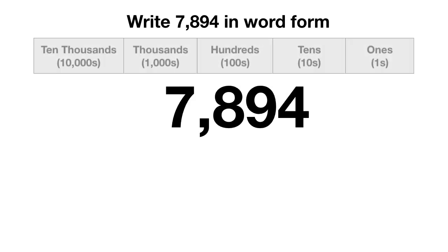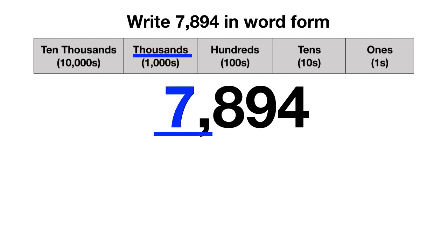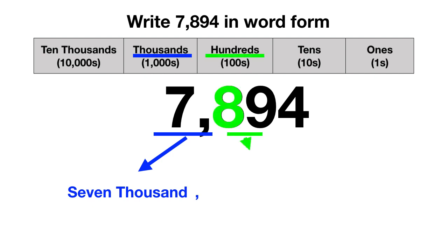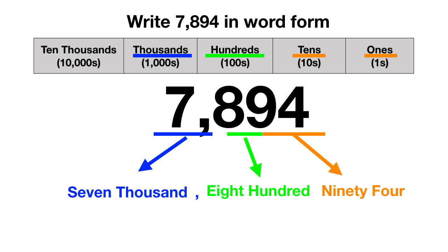Now your last problem for today's video. How could we write 7,894 in word form? In this problem, we don't have any 10,000s, so we only have 7 thousands. Then we have 8 in the hundreds place, so 8 hundreds. And finally, the 9 and the 4 can be written as 94. So altogether, this number reads as 7,894. And that's all for today.